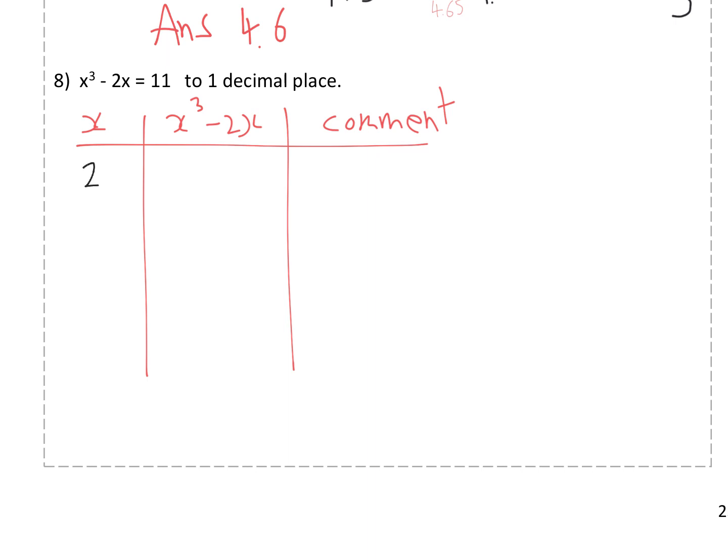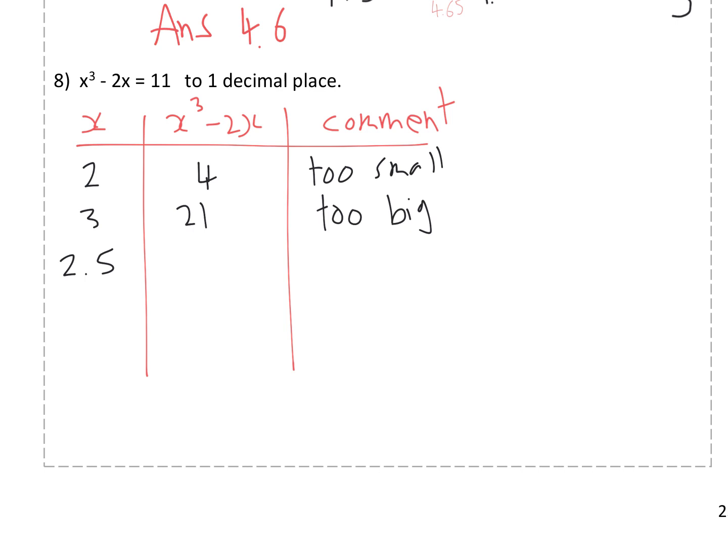When you put x as 2, that gets you 8 take away 4, which is 4. So too small. If we choose x as 3, that's 27 minus 6, which is 21. That's too big. So it's somewhere between that. So don't try and be clever, just go for the middle. So 2.5. You really need to rely on your calculator now at this stage.